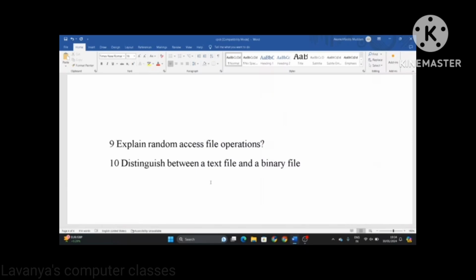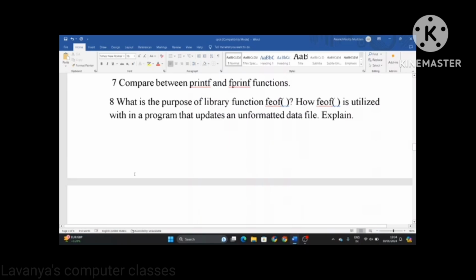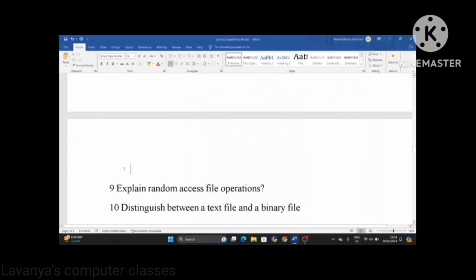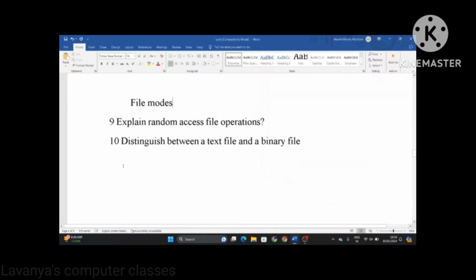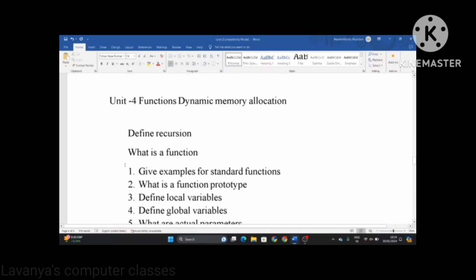Distinguish between a text file and a binary file. Short answer question. And also here the important question is explain about file modes. File modes is also very important question in file concept. So these are the important questions in unit 3. Next, unit 4 important questions.